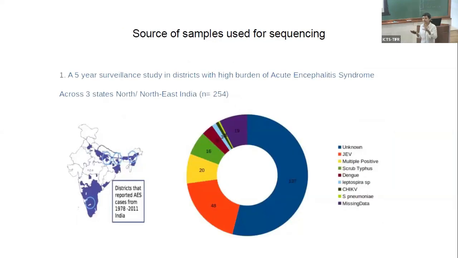So I'm going to show you very little data from this study, but basically what we had was some 254 samples across 3 states in Northeast India, and this is back in NIMHANS. And most of these, you'll see, have some kind of etiology. Most of these, 137, are unknown, some missing data, but mostly a large fraction is unknown.